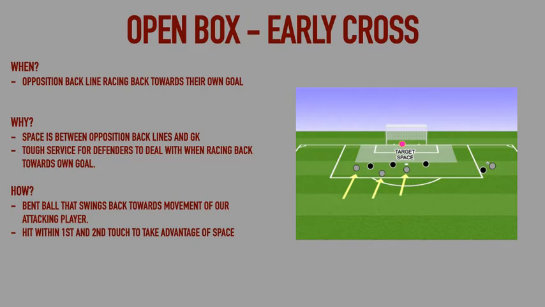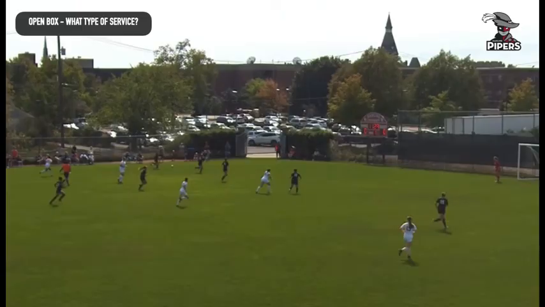We're looking for a bent ball that swings back towards the movement of our attacking player. If we can bend the ball, so it has some curve on it, that's ideal. And then we want to hit this early, first and second touch, to take advantage of this situation. This isn't where we're going to dribble. This is often someone gets the ball in space, can get their head up and find that. So if we go back to the image, what type of service do we want? This would be an early cross, an early service situation based on how the defenders are running and facing.